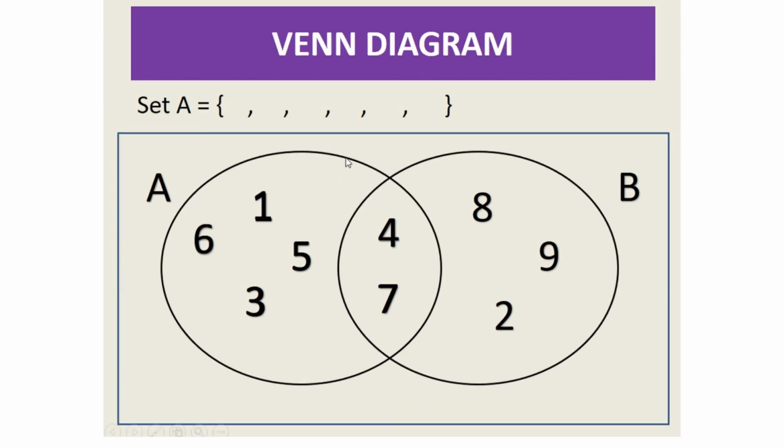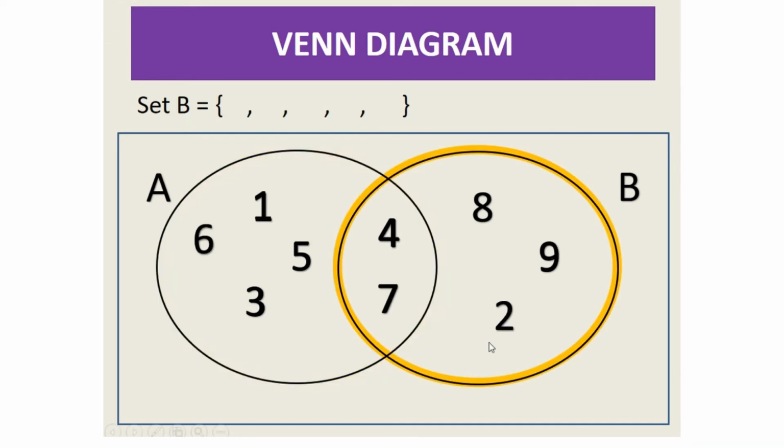So we've got in here set A. What numbers, or what elements, are going to be in set A? So we've got 1, 3, 4 from the middle part just here, 5, 6, and 7. Now the same thing for B. B would be this circle here. We've done it in orange this time. We've got 2, 4 from the intersection, 7, 8, and 9.